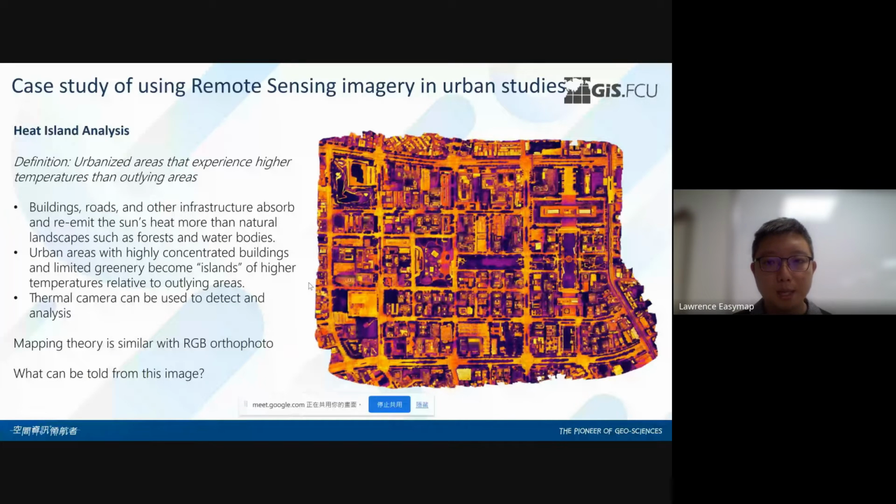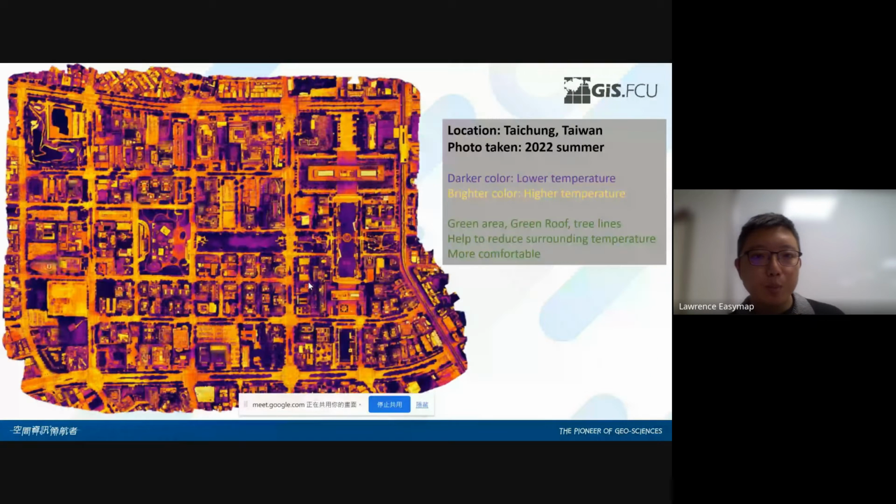So it becomes an island of heat, higher temperature. And when we use the thermal camera, we can detect it and analyze it very easily. So mapping using the thermal camera is quite similar to using the RGB, the visible light camera. And so what can we tell from the image itself?